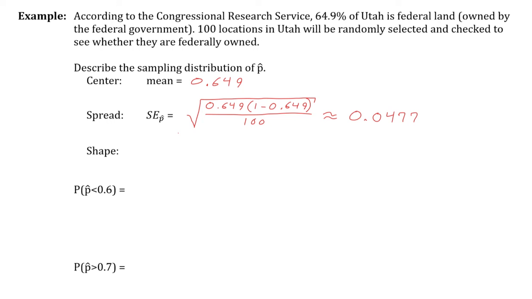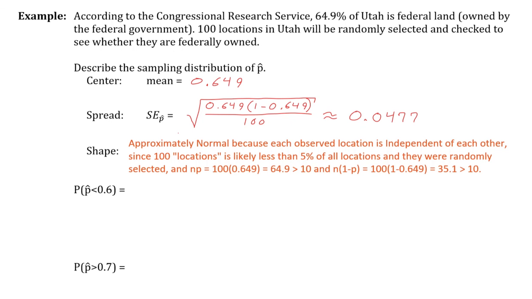First, we can verify independence by claiming that the 100 locations in Utah that we have would likely be less than 5% of locations in Utah. Also, since they were randomly selected, that verifies independence for us. And to finish off our claim for normality, we can look at np and also n times 1 minus p and ensure that both of those are greater than 10.